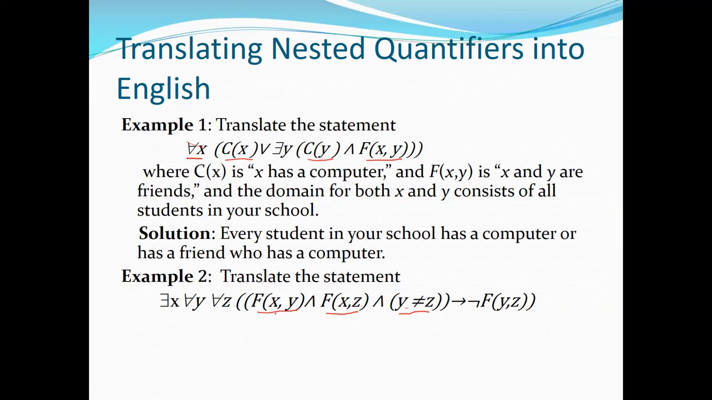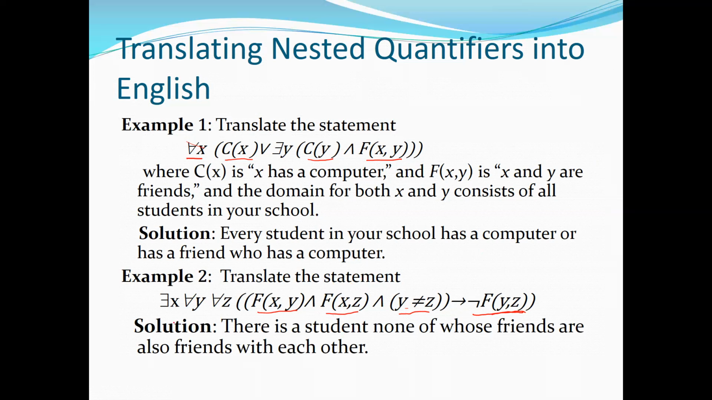So for all the students x, y, and z, if x and y are friends, x and z are friends, and y and z are not equal, that implies that y and z are not friends. So none of the friends are in common with x and y in this school. So there exists some x, sorry, I was talking about the for all x, there exists some x, so there is a student x, none of whose friends are also friends with each other, right? So y and z are not friends of that x, or they are not friends of each other.